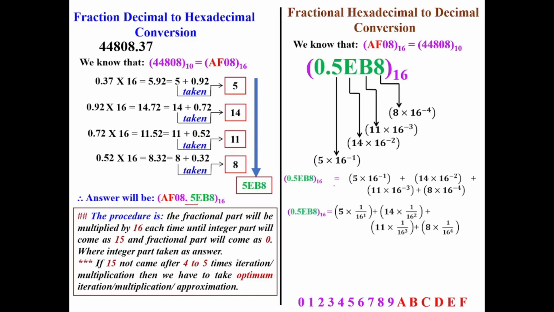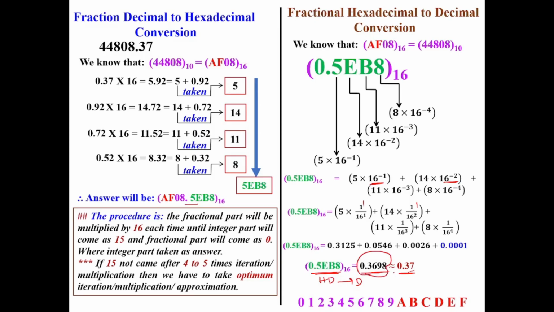Further, in calculation, 16 to the power minus 1 can be written as 1 by 16 to the power 1, then 1 by 16 to the power 2, like this. You just calculate it, and you find the value is 0.3698, which is approximately 0.37. So when we converted this hexadecimal number to decimal, we found approximately 0.37. So we can consider that these 4 iterations are enough for this question.